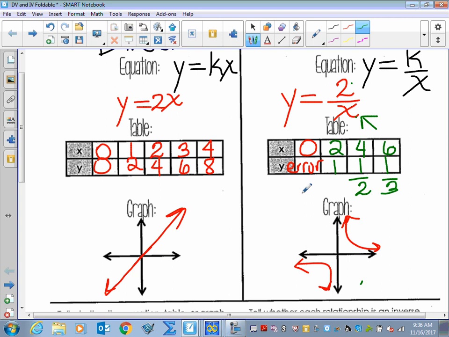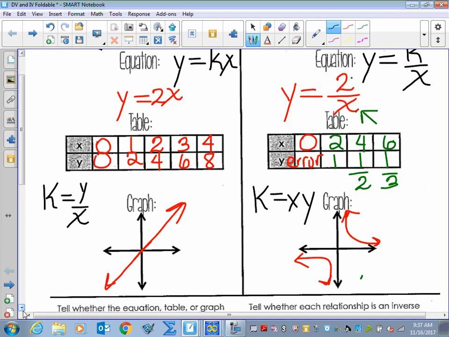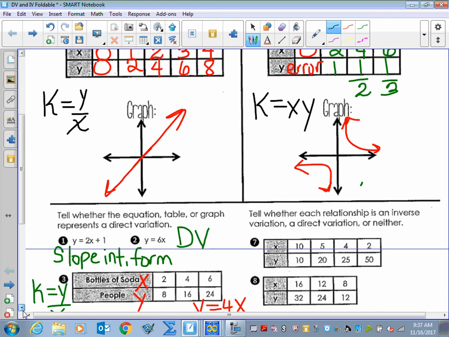Now, since we know that to find k for direct variation, it's y divided by x, how do you think we'll find k for this? If this is division, what do you think this is going to be? It's going to be multiplication. It's just the opposite. So you are going to multiply x and y together to determine what the k value is, which is easier. Just multiply the numbers, because it doesn't matter if you multiply xy or yx, because multiplication follows the commutative property.